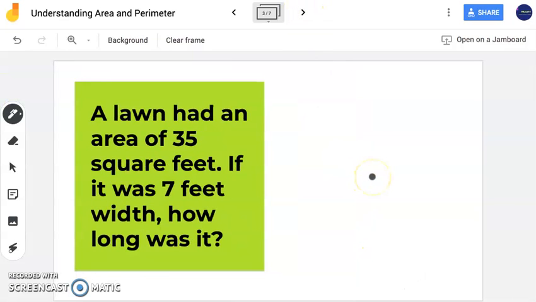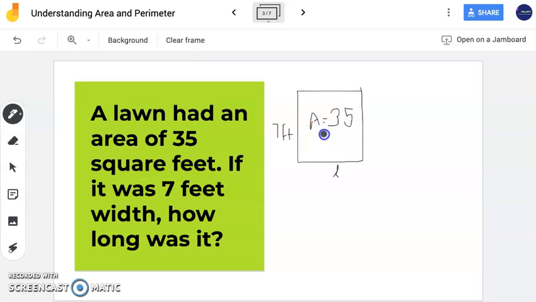Now for my next question here, it says a lawn had an area of 35 square feet. If it was 7 feet wide, how long was it? So again, I'm going to draw a picture of my lawn, and it's most likely, in fact it is, a rectangle. So here we know that the width is 7 feet wide, and we need to figure out how long it is. So I'll just put an L there for my unknown value. But we do know that my area is 35 square feet.